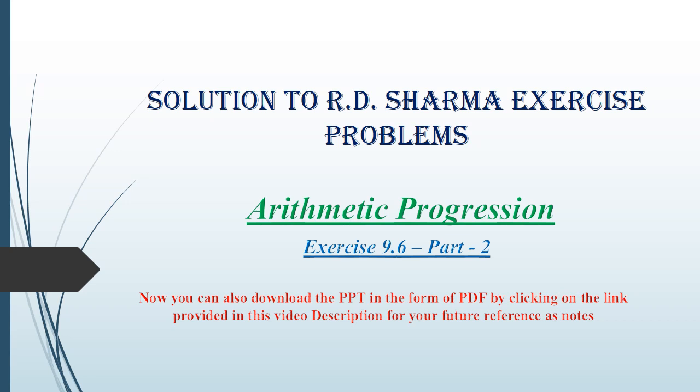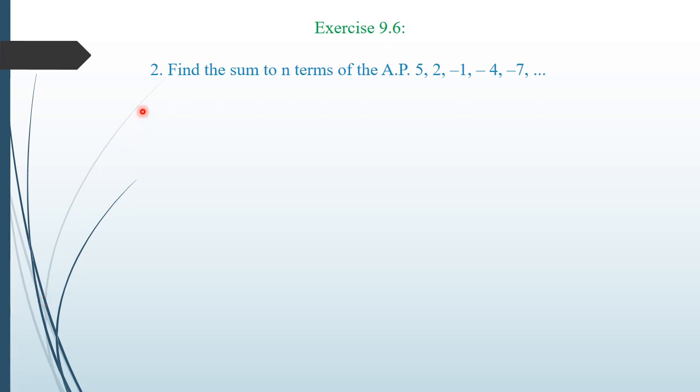In this video, we'll be continuing with part 2 of exercise 9.6 of Arithmetic Progression chapter. In the previous part of this exercise, we looked into the first main question which had multiple sub questions. In this video, we'll continue with the next questions of this exercise. The first question of this part of exercise is going to be question number 2.